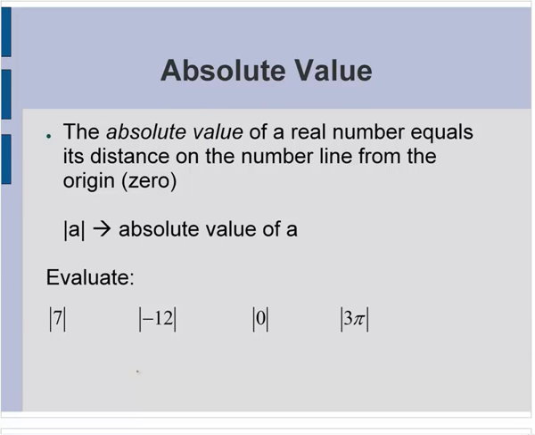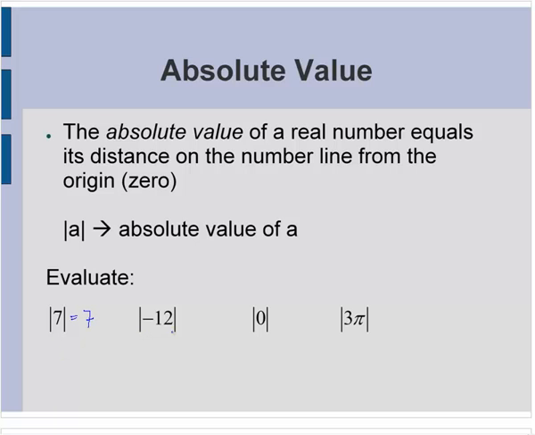Absolute value. The absolute value of a real number equals its distance on the number line from the origin, or 0. The symbols that we use have 2 vertical bars, and these bars are read as the absolute value of whatever's inside. So the absolute value of A is written here. So then what's the absolute value of 7? So remember that it's the distance. How far from 0 is 7?